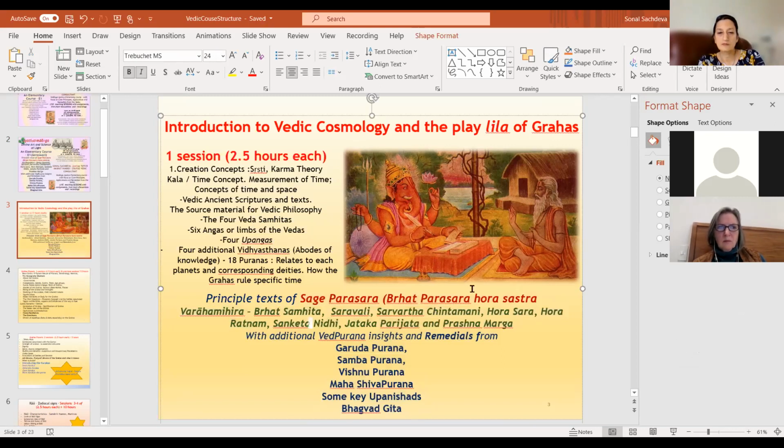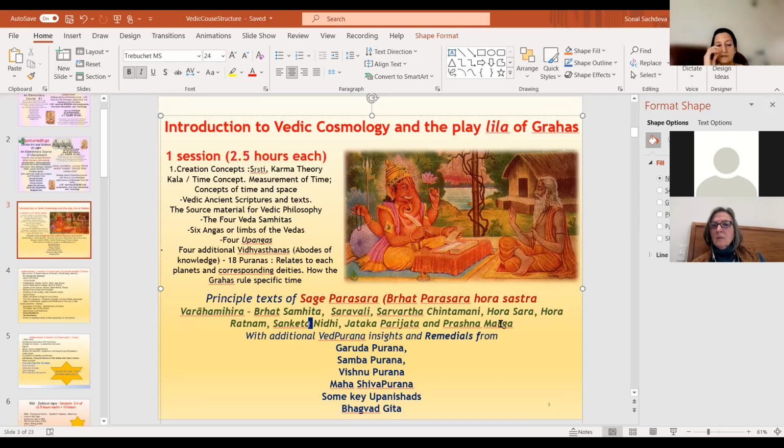These are some of the principal texts I will be using. Sage Parashara's Brihat Parashara Hora Shastra is definitely the Bible. That is the principal text. It is absolute, and there is no contention in that text. Along with that, I will also be using Varahamihira's Brihat Samhita, Saravali, which is a firm favorite, Sarvartha Chintamani, Hora Sara, Hora Ratnam, Sanketa Nidhi, Jataka Parijata, and Prashna Marga. I know it's huge to see and cover all of this.